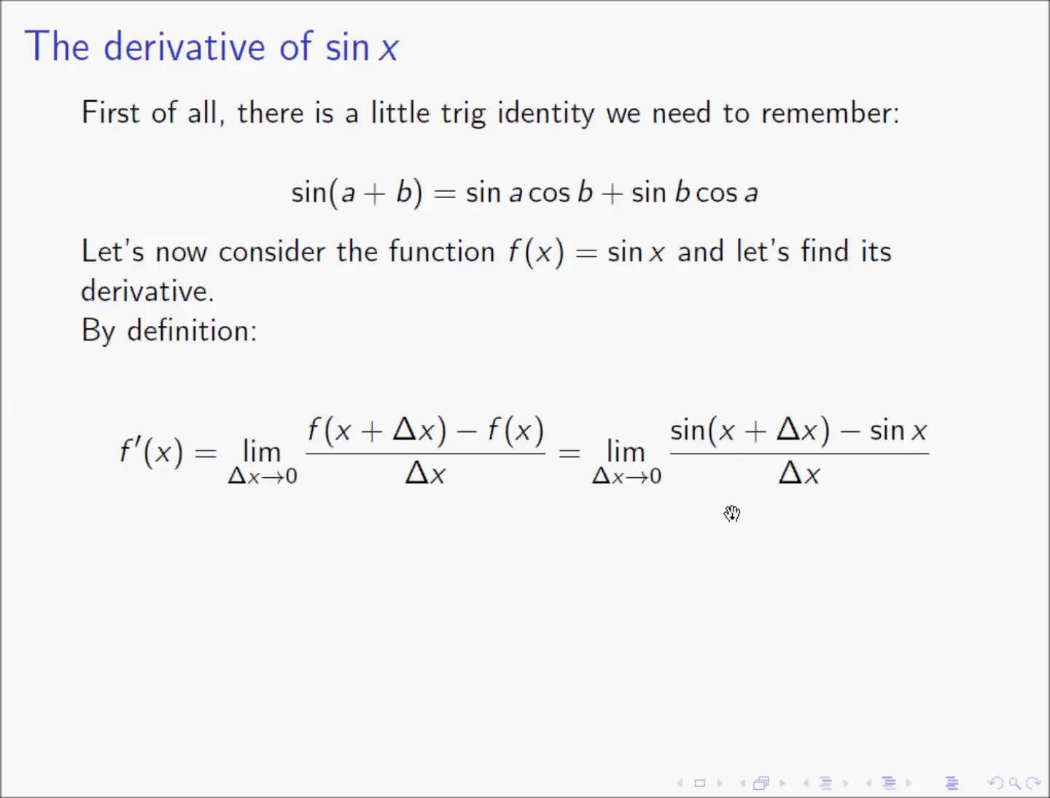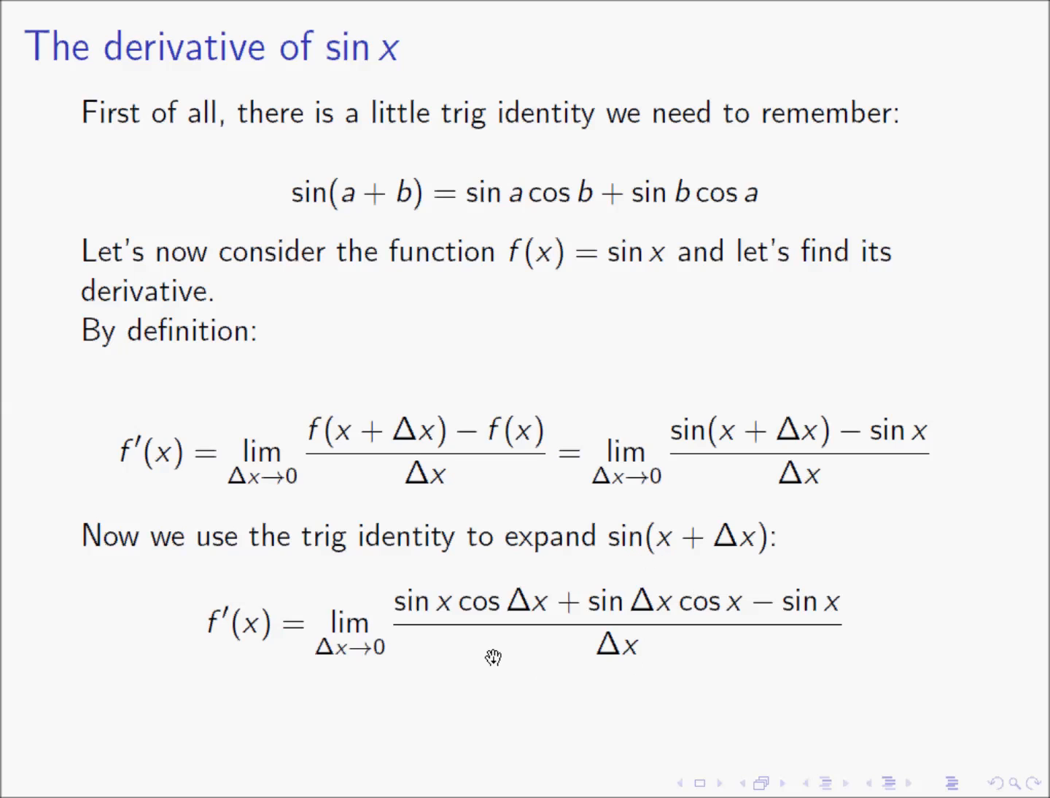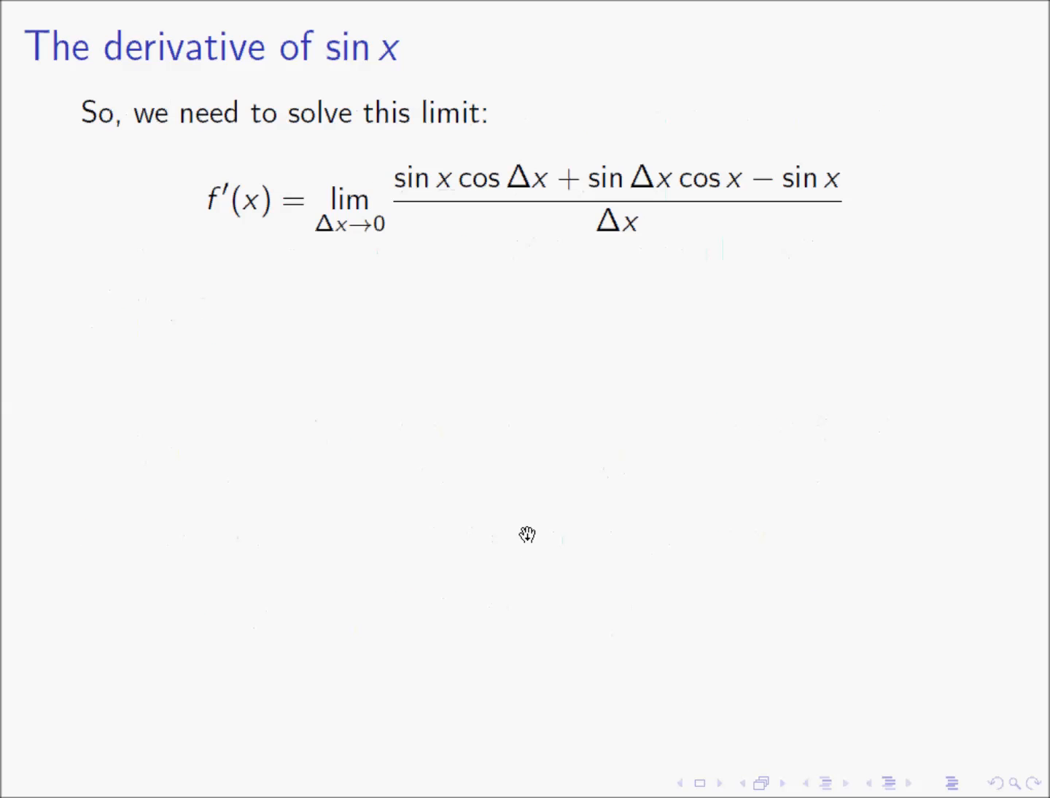And now we apply this identity for this term here. Here we have the sine of a sum of two angles, and using the identity we can replace this by this expression. This is the sine of the first angle times the cosine of the second angle plus the sine of the second angle times the cosine of the first angle. So we have this limit here.